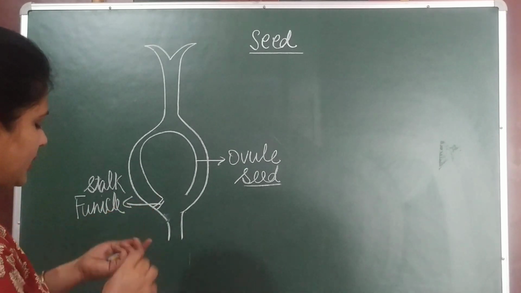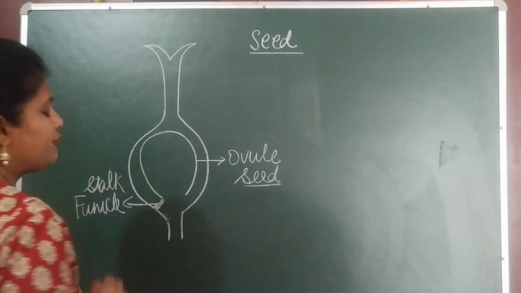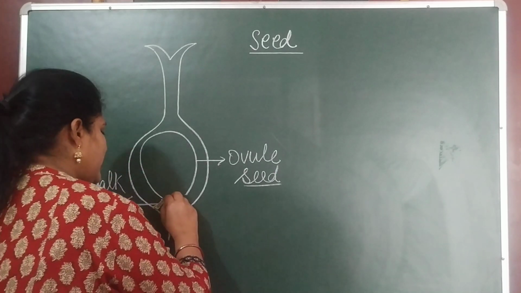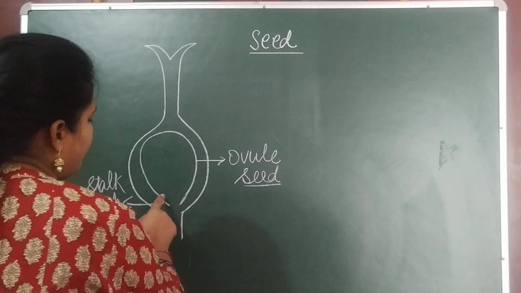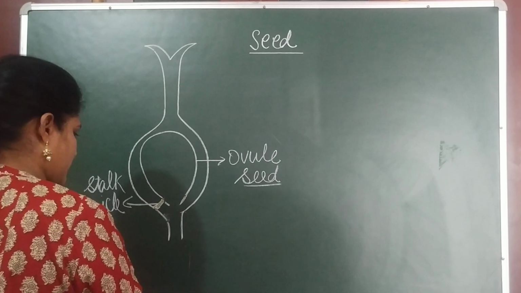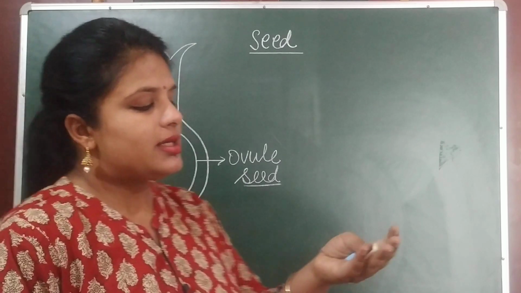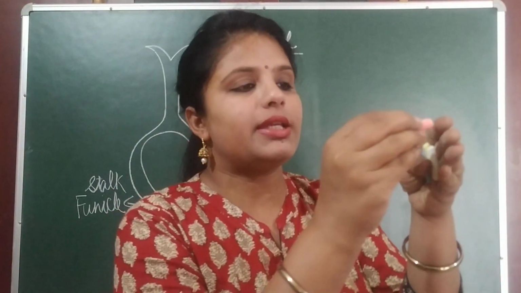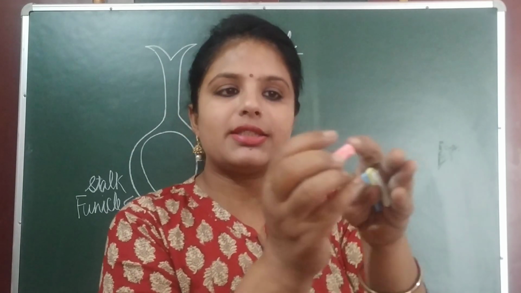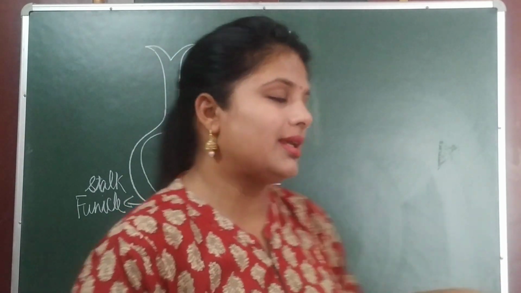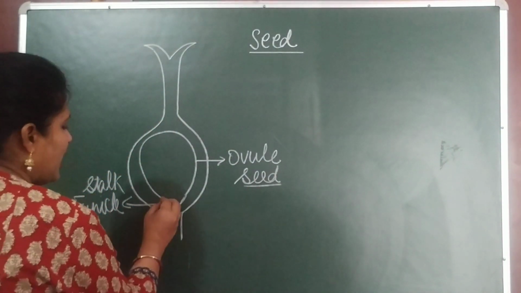with the ovary. It is attached to the ovary through a stalk, and this part is called funicle. And the part where it is attached leaves a scar, a mark. Suppose this is a wall and something is attached to this wall. If after some time we remove it, a scar, a mark remains on the wall. Similarly, a scar is there. And this scar is called hilum.